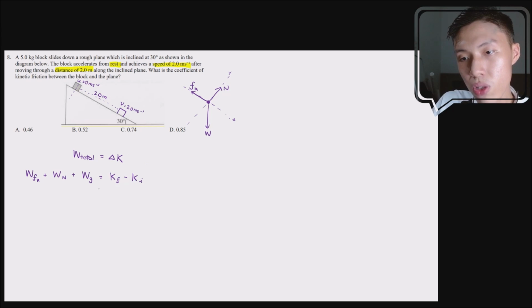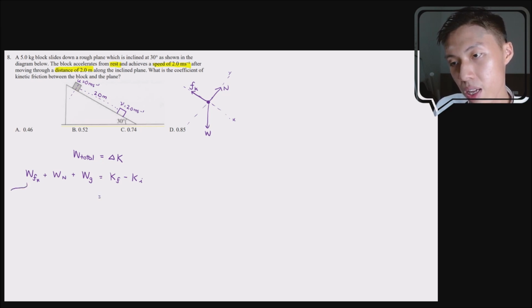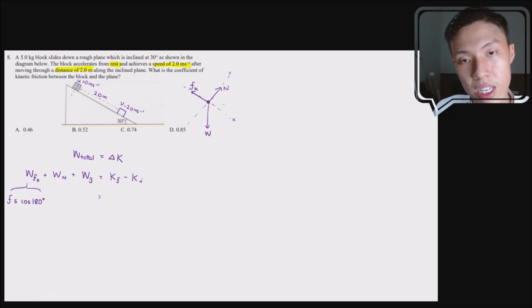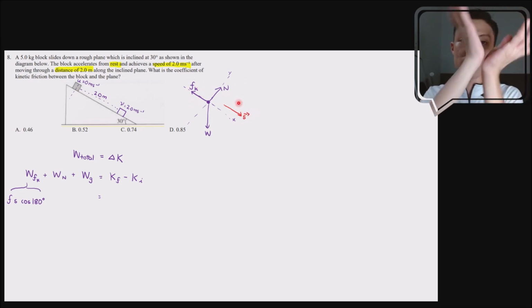Okay, so now we can start to substitute all the individual work done. We can do it like this. We can say work done by the kinetic friction will be Fs cos 180 degrees. Why is it so? Because if you look at the free body diagram, you know that the displacement is happening in this direction over here. So if you look at the diagram, the kinetic friction and the displacement are in opposite directions.